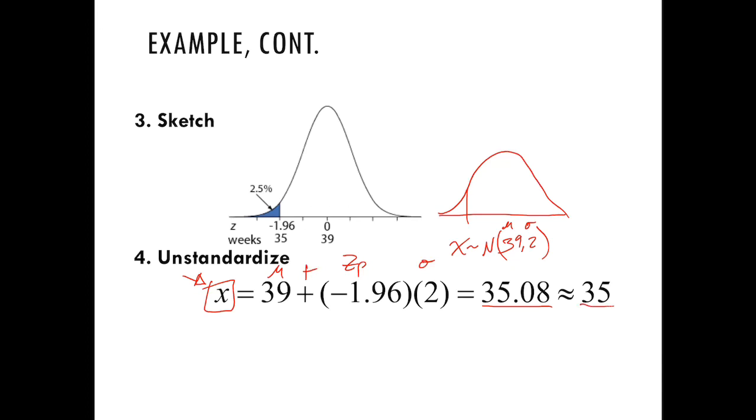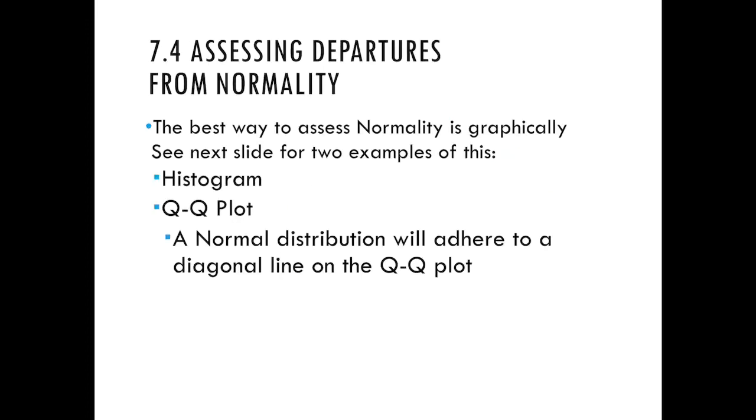So we'd say that if you had a birth less than 35 weeks, 97.5% of births are going to be greater in weeks comparatively, gestational wise. So the 2.5 percentile gestation is 35 weeks. So that covers finding z percentiles, finding a z-score.